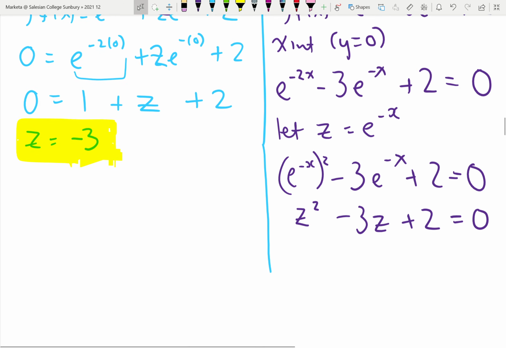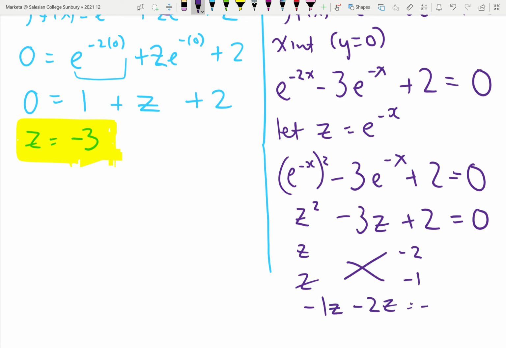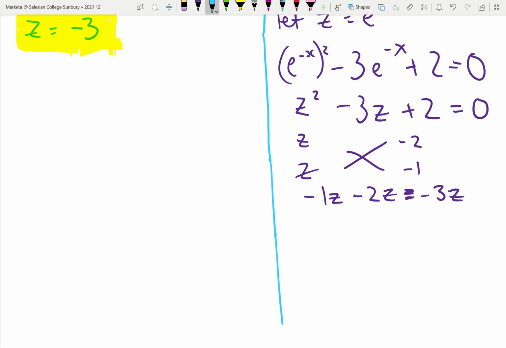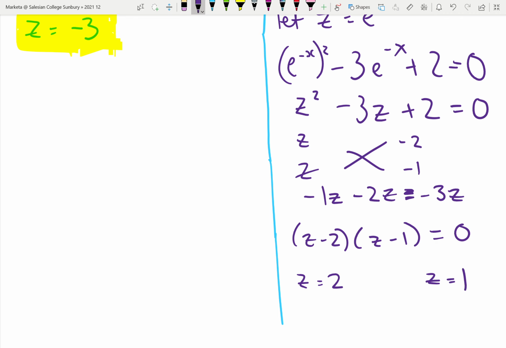So let's cross multiply again. Negative 2 times negative 1, and negative 1z minus 2z equals negative 3z. You don't necessarily have to do the check, but I find it handy just in case you make a silly mistake. You can really easily pick it up by doing the cross multiplication method. So we have z minus 2, z minus 1 equals 0, z equals 2, and z equals 1.